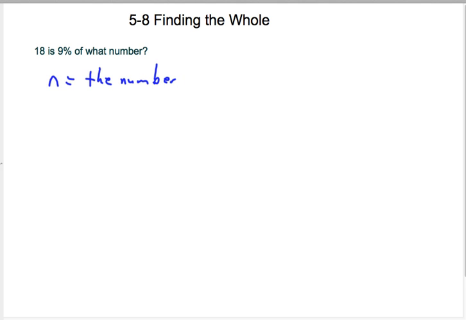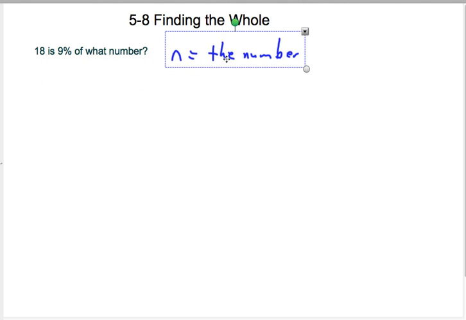Okay, now I'm just going to do a straight translation. I'm just going to translate the words right into math. So 18 is just 18. The word "is" means equals. As we've been working in percents earlier in this chapter, we know that 9% is actually the decimal 0.09.